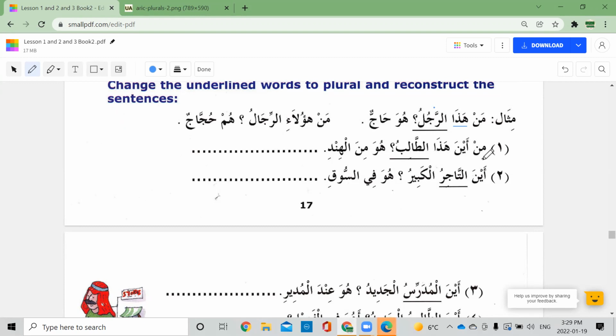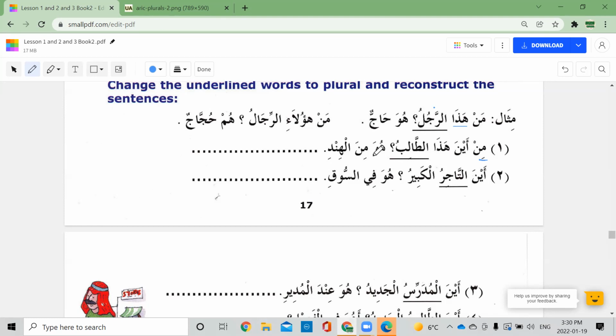Man aina haza? Min aina haza. This is min, because man has a different meaning, right? Okay. Min aina haza talibu hum minal hind. Here it says huwa. Huwa minal Hindi.